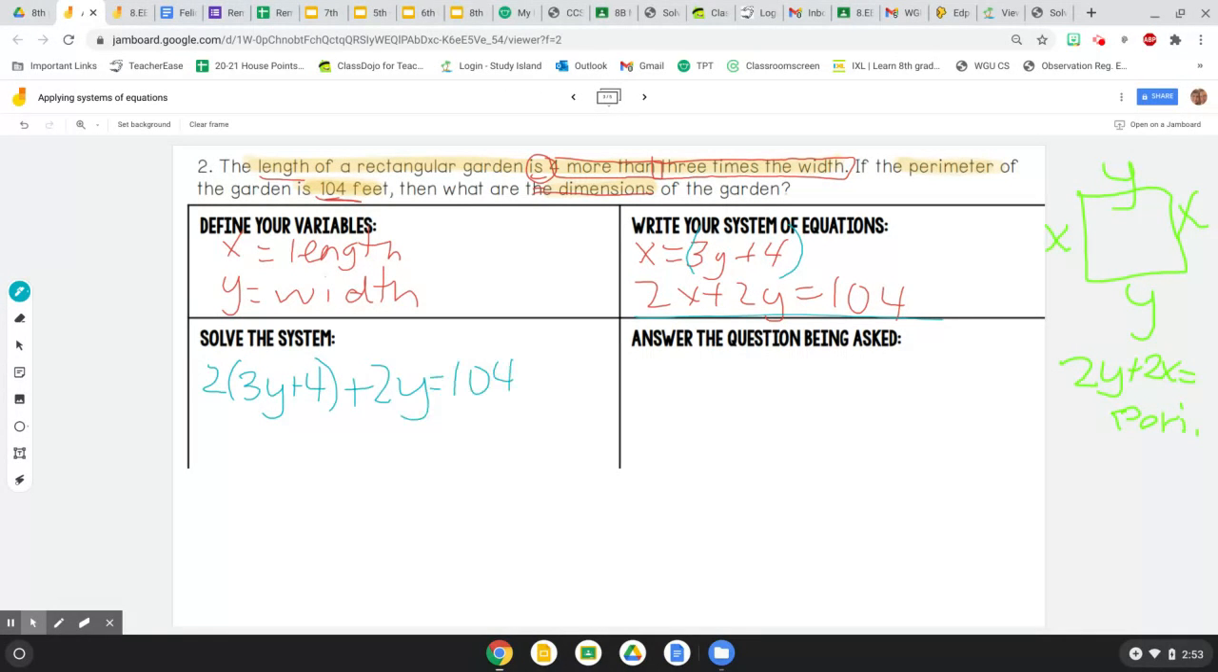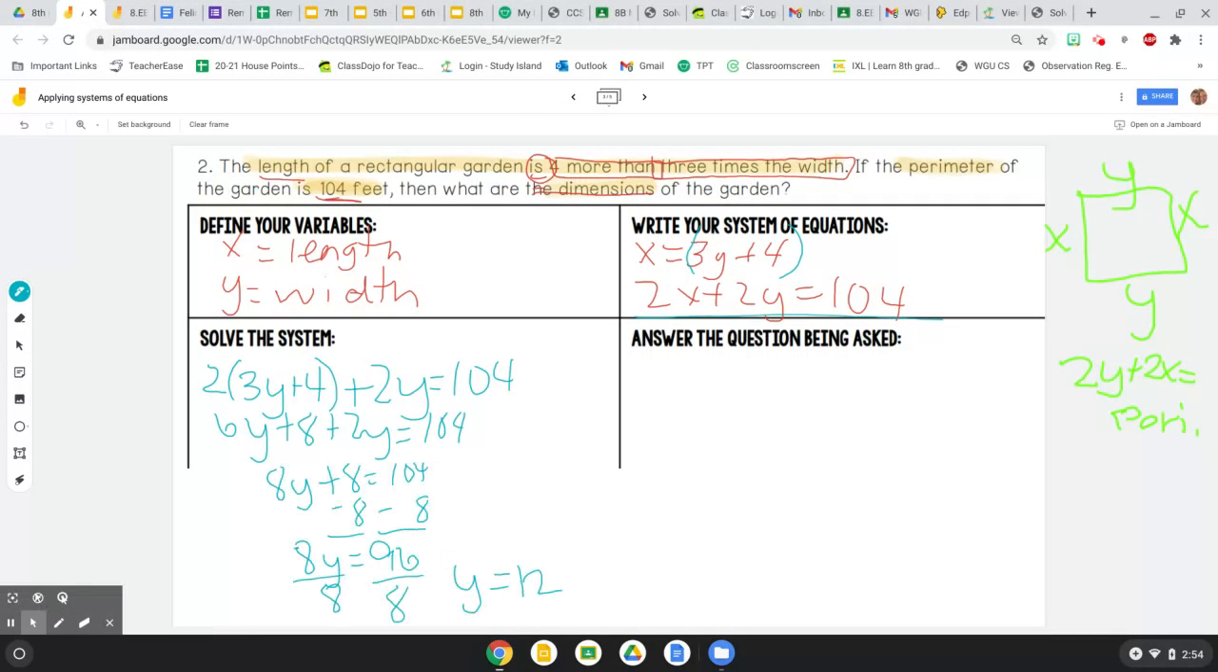Now I can solve for y. I'm going to distribute. I'll get 6y plus 8 plus 2y. You guys are confident in this area, so I'm just going to kind of skip. All right, so when I actually finish solving, I get y equals 12. Okay, so y I know was the width. That's what I defined as my variable. So I know that the width is 12 for now.